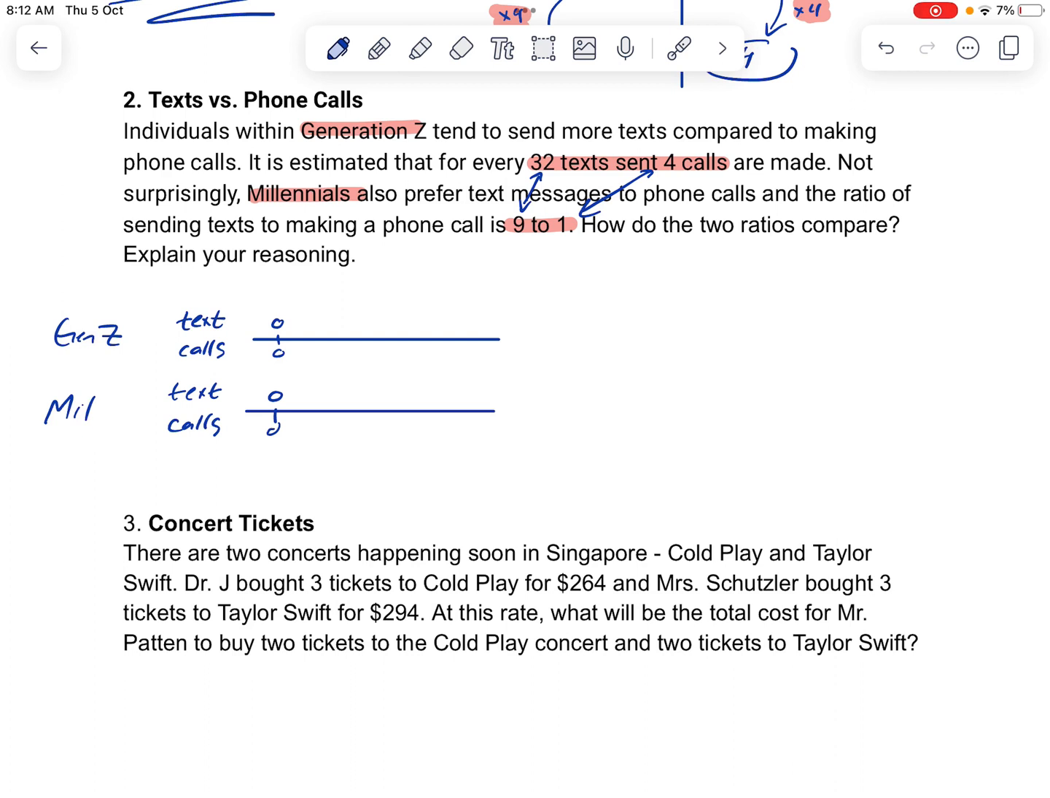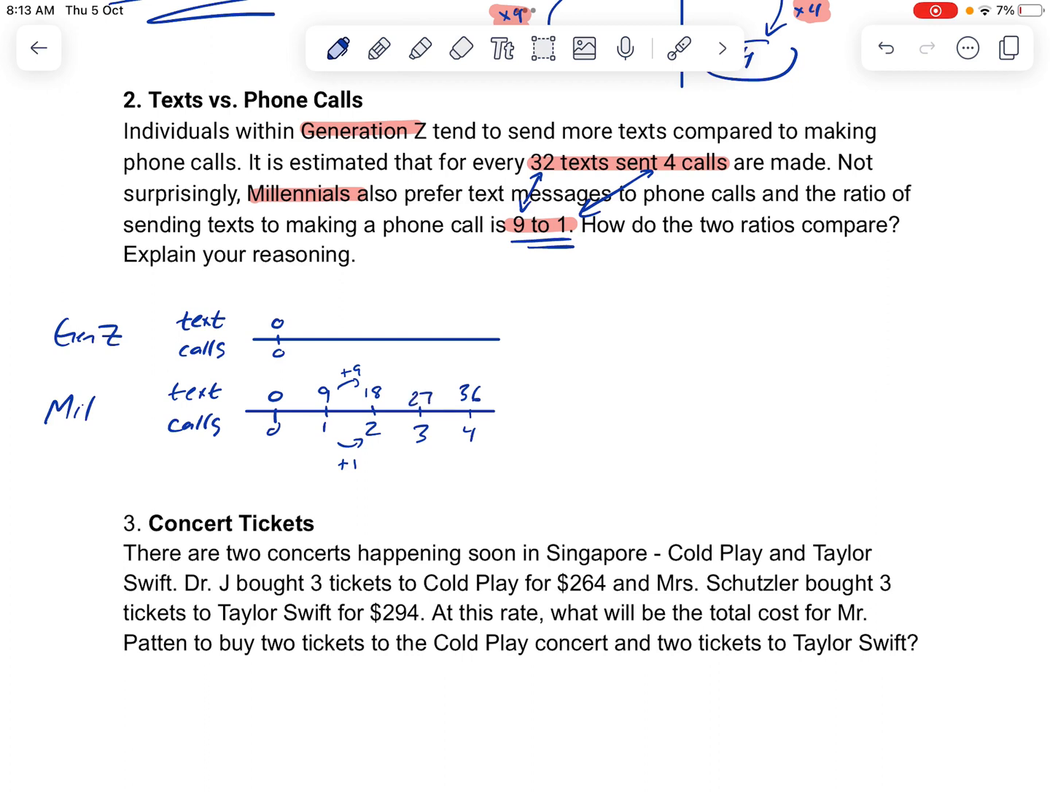We know that if I look at the millennials, it's 9 to 1. So on my double number line, the very first one would be 9 texts to 1 call. Then I could just work it up. 18 texts would be 2 calls, I'm just doubling it. Now be careful, you don't want to just double 18 and 2, because that would take me to 4 and 36, which is true, but you would be missing one. Every time I add 1 call, I'm adding 9 texts. So the one in between is for 3 calls, it would be 27 texts.